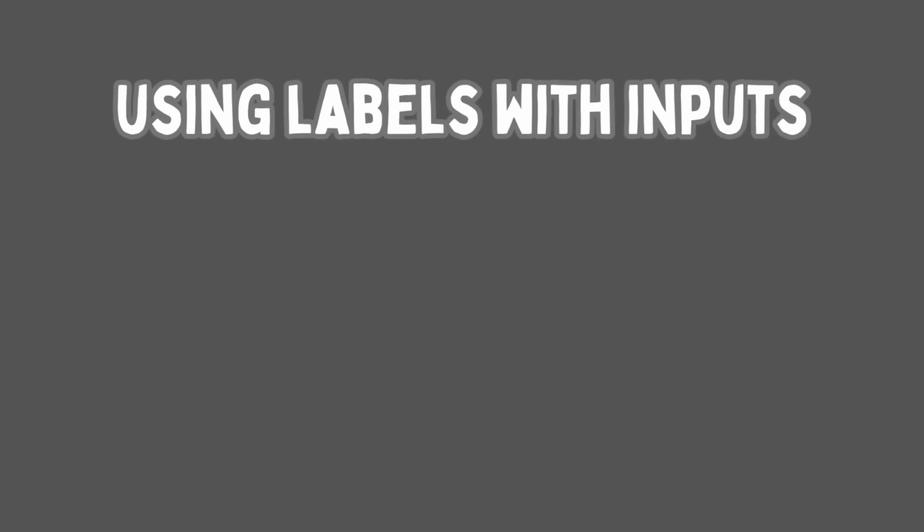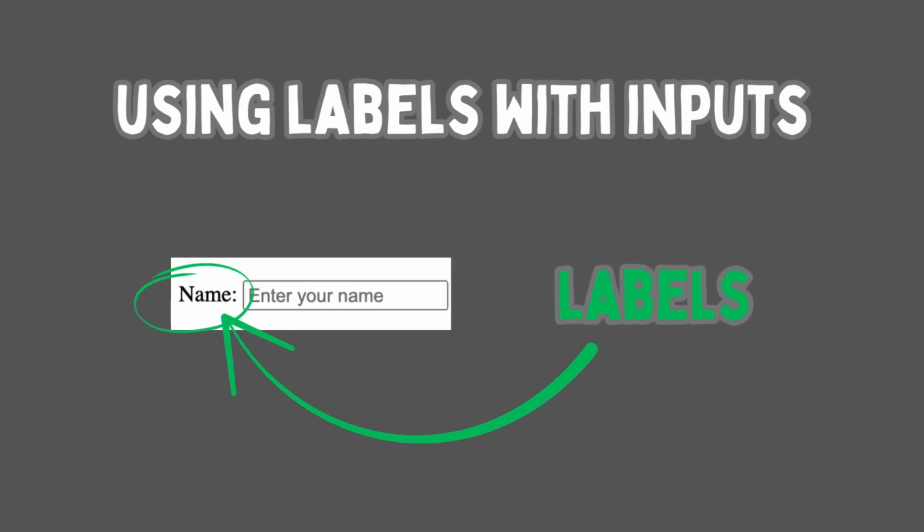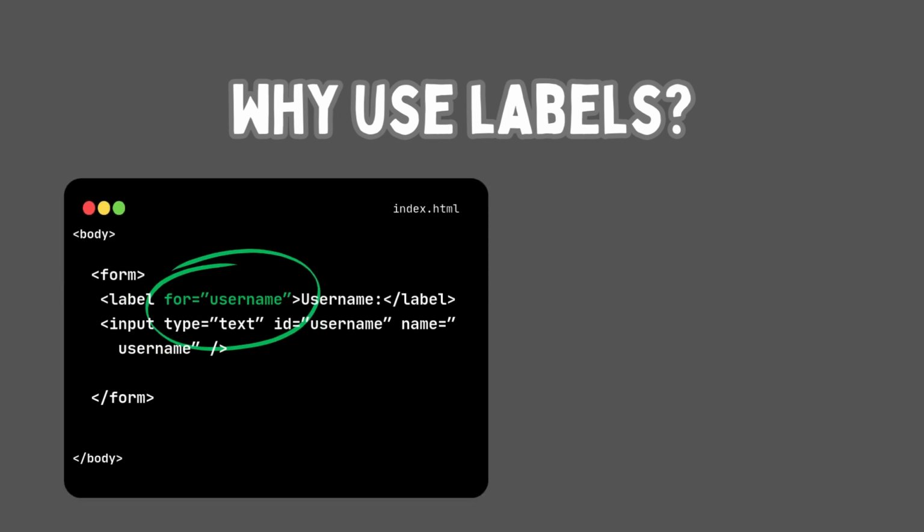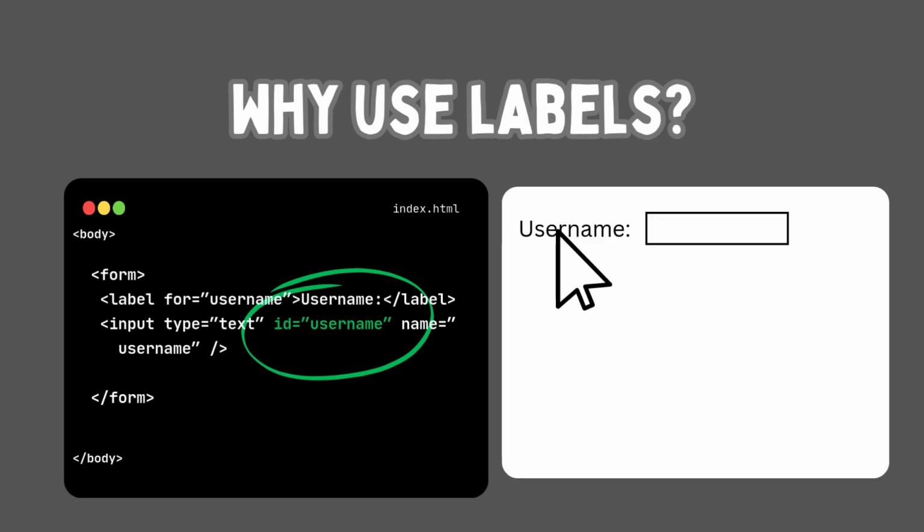Before we start adding different input elements, let's talk about using labels. Labels make forms more user-friendly and accessible. They help users understand what information they need to enter, and they also make it easier for people using screen readers. Why use labels? Labels are crucial for accessibility and usability. When you link a label to an input element, users can click on the label to focus on the input field, making it easier to interact with.